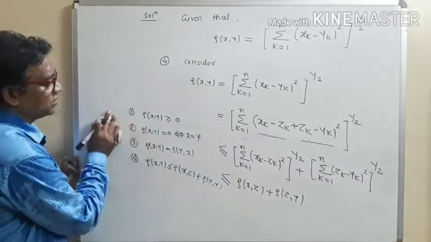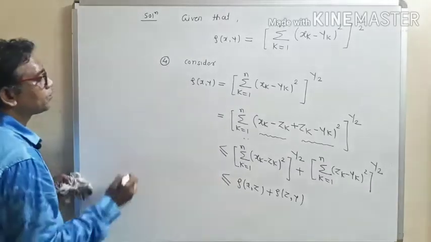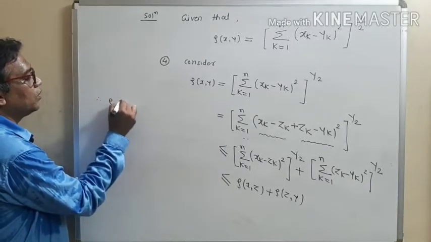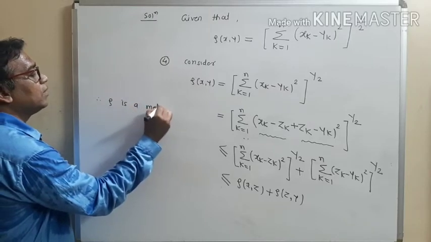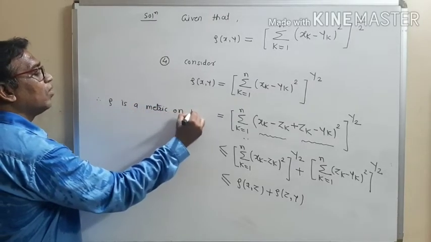So write down the conclusion. Therefore, rho is a metric on Rn.